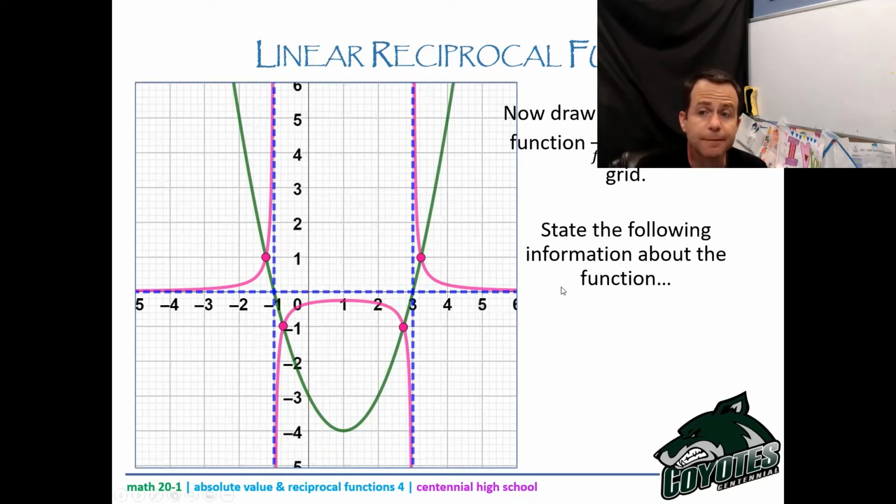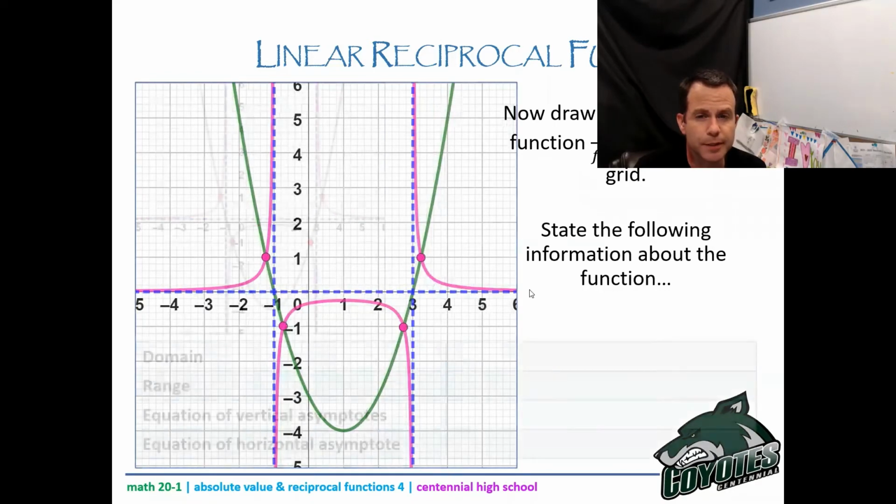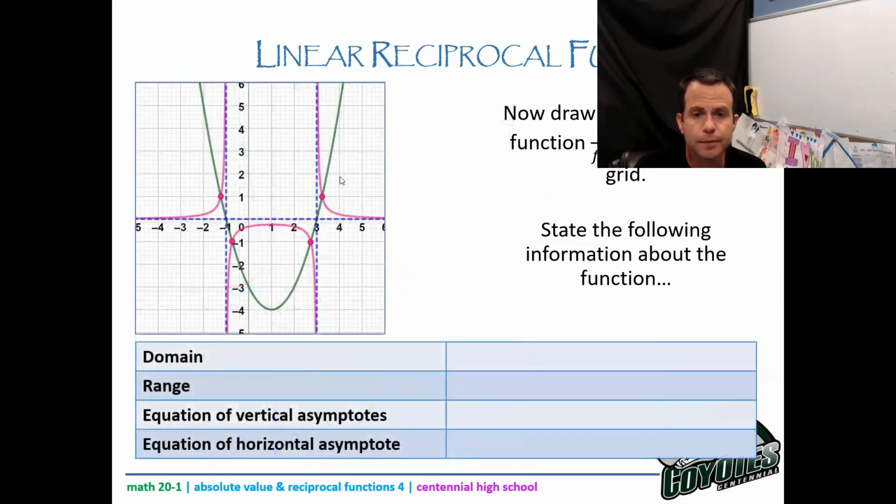Okay, now state the following information about the function. Okay, so I'm just going to make this a little bit smaller so I can add in my table. We want to look at the domain, the range, the equation of the vertical asymptotes, and the equation of the horizontal asymptotes. Okay, so the domain is going to be, reading from left to right, x can be anything I want except those vertical asymptotes. So I'm going to say x is a member of the reals, but x can't be -1 and 3.